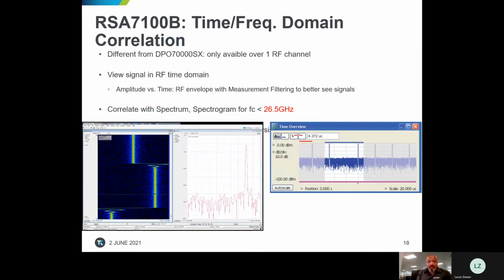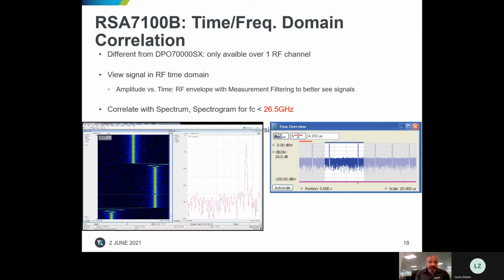This performance of the DPX engine in the 7100 is a little different than the DPO series instruments. This is over a single channel, and it allows for a tighter correlation between time domain and frequency domain. In this case, as we show here in the time overview, allows for understanding of how the amplitude versus time changes and how that is correlated to particular frequency of events.